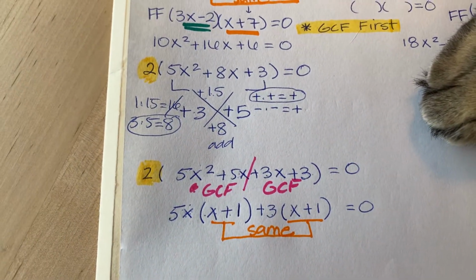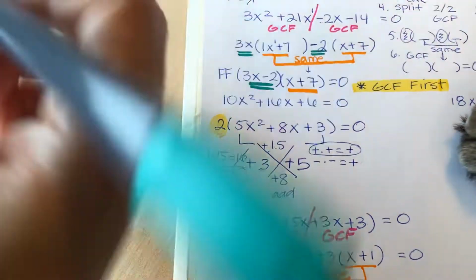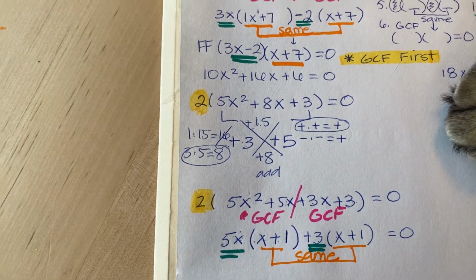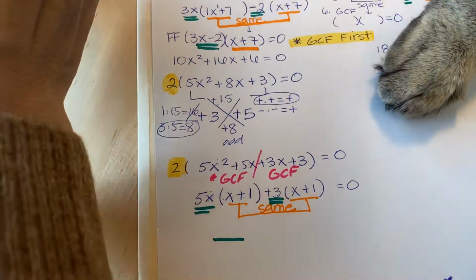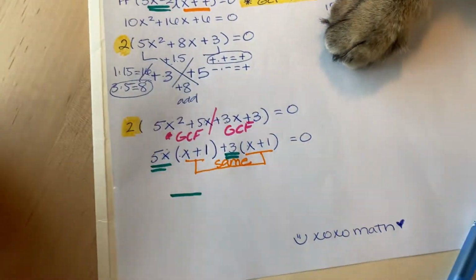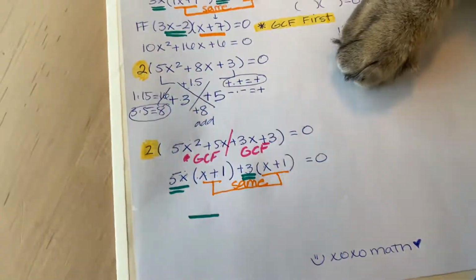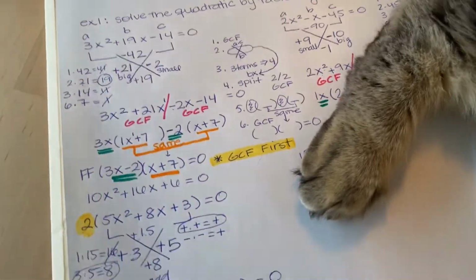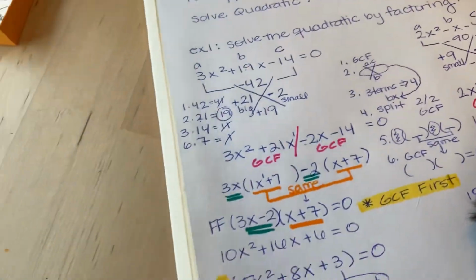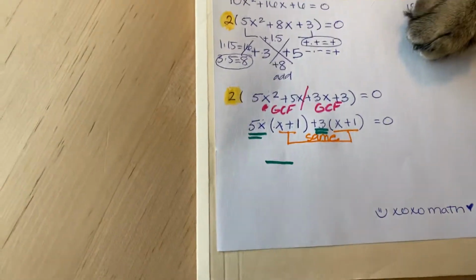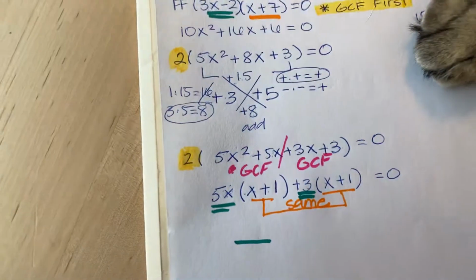Okay, next, now you have this and this. And so we're going to create two binomial factors, right? Oh, that's great, I dropped it. Okay, and then here's the other one.